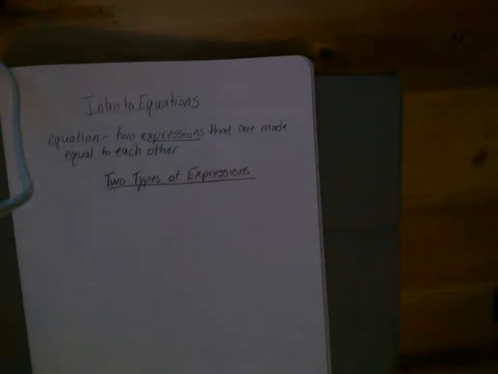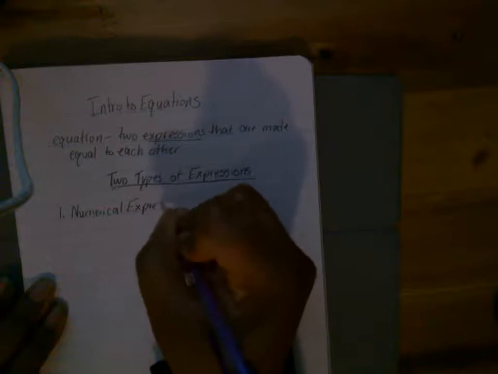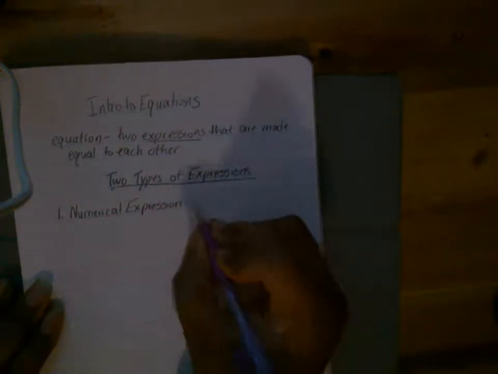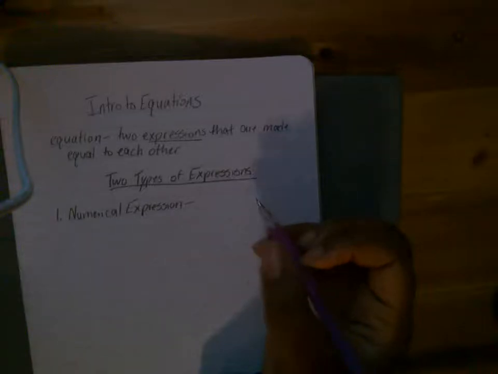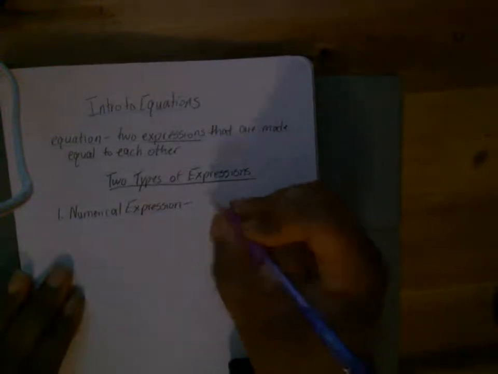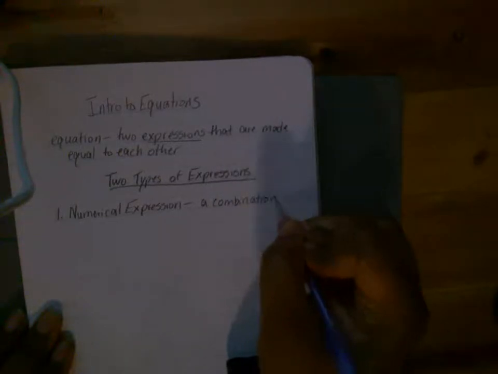And we've seen expressions a gazillion times, but maybe we don't know what the definition or what the two types are. The first type of expression is a numerical expression. A numerical expression is a combination of numbers and operations.